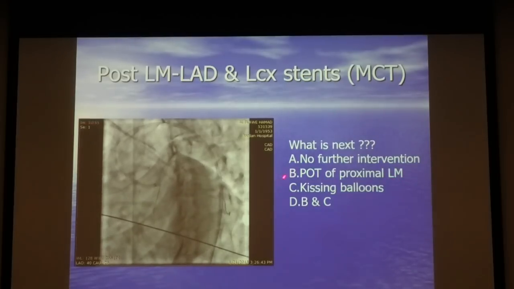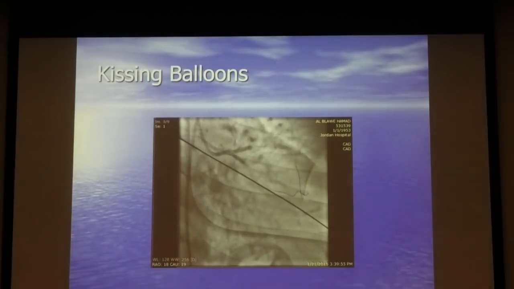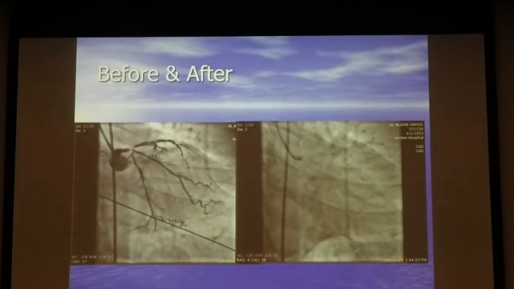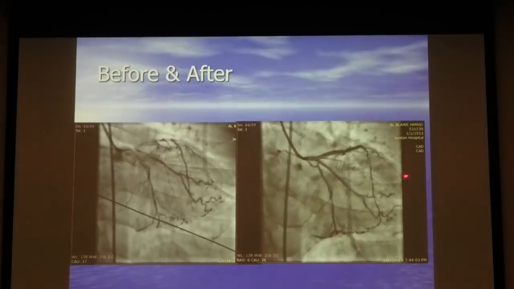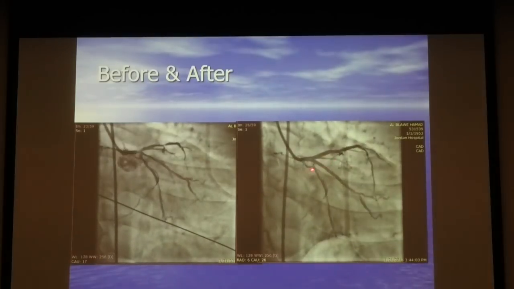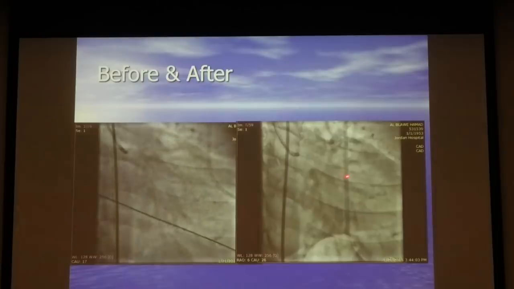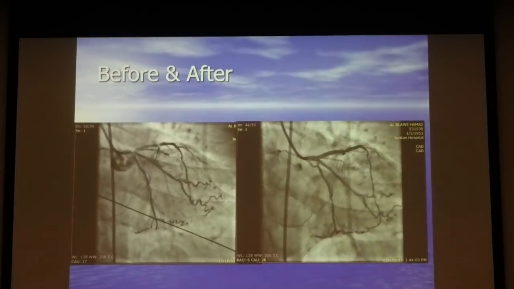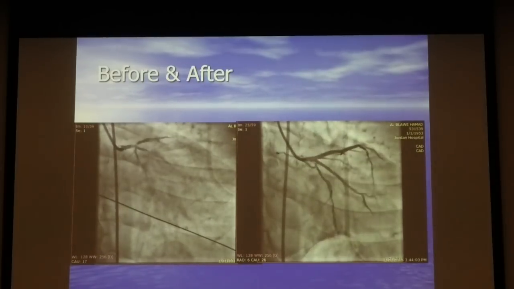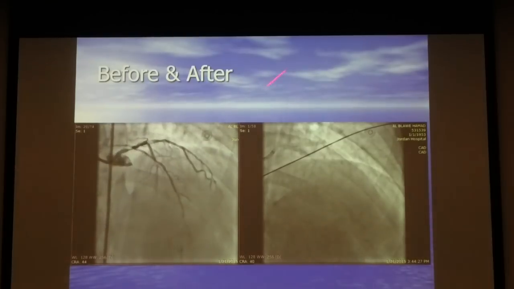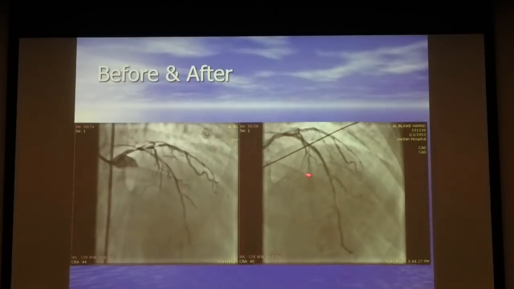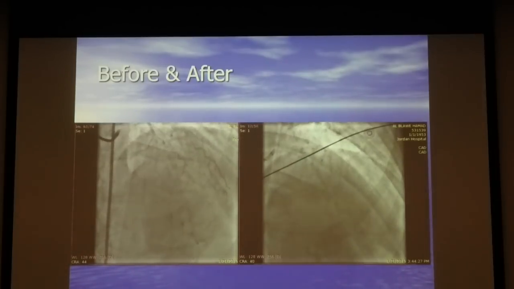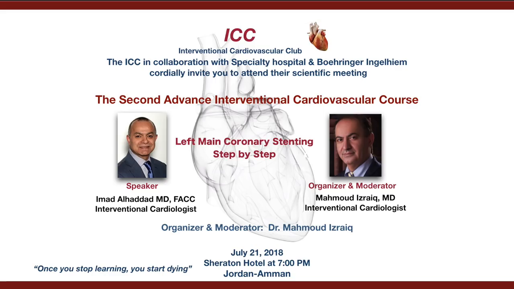We did POT, and these are the results before and after. This is the before, and this is the after. The ramus remains open, and this is the second bifurcation of the marginal and the left circumflex remain open. You don't have to cross it back again. This is the AP cranial view, and this is after the two stent strategy. Widely open. There's some disease here, but it's not really a major problem for this patient. Two stent strategy. Kissing balloon inflation is a must. POT is a must.